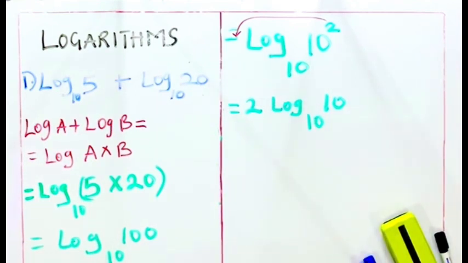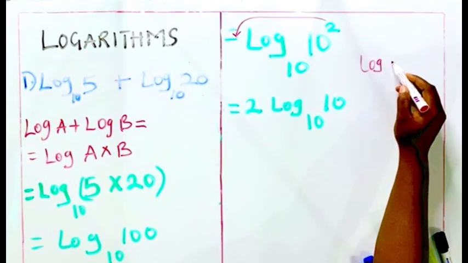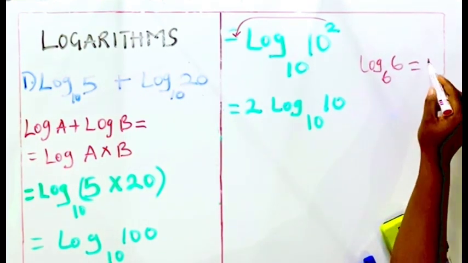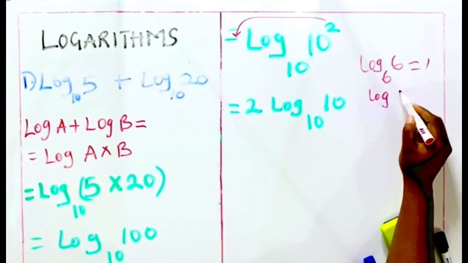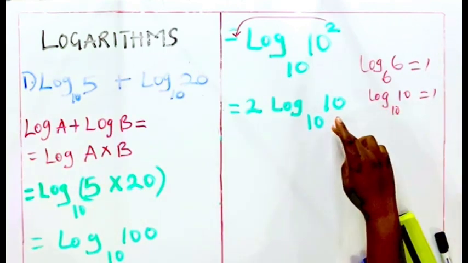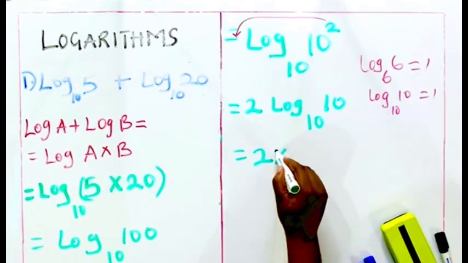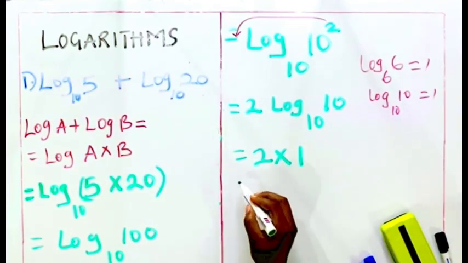Also recall the laws of log. If you have something like log 6 base 6 equals 1, or log 10 to base 10 equals 1. When the number and the bases are the same, it can be written as 1. It will change to 1. So in this scenario, we have log 10 to base 10, and log 10 to base 10 is 1. 2 times 1 is 2.